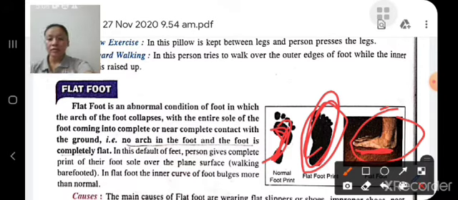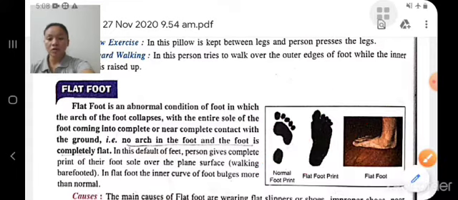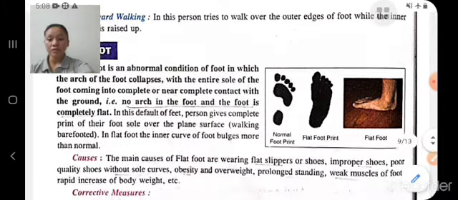In the flat foot, the inner curve of the foot bulges more than normal. This is the flat foot in which your foot completely comes in contact with the ground.